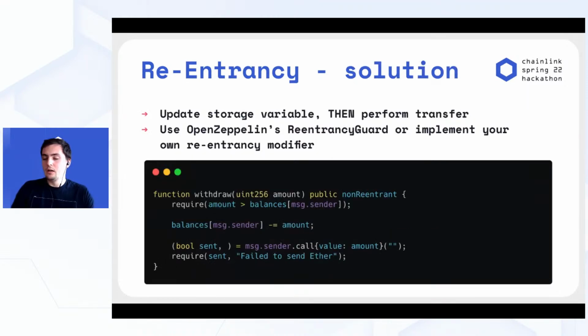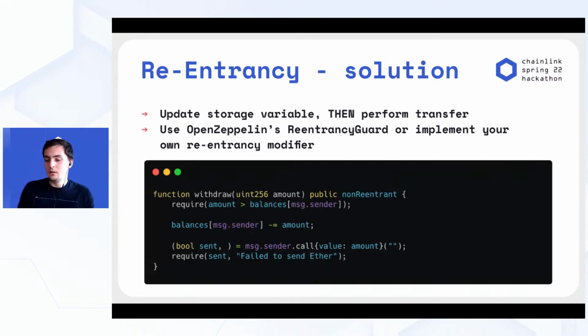So how can you defend? Basically, first you need to update the storage variable and perform any logic inside the withdraw function, and then finally call the outside contract to perform these transfers. So you need to send coins at the very last step.